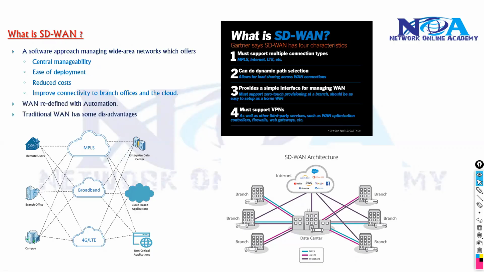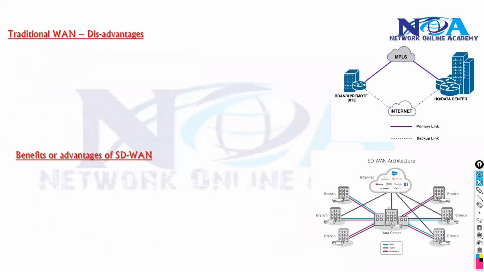Because when we talk about SD-WAN, it is more or less the same kind of WAN we use. We still use MPLS, we still use broadband, we still use 4G networks, but the only difference is we are trying to redefine this with automation concepts. And why are we doing that? Because the traditional WAN which is being used has some disadvantages. So let's try to understand the traditional WAN disadvantages. Then we'll understand what advantages we get with SD-WAN and how it is going to be a better option compared to the traditional WAN.